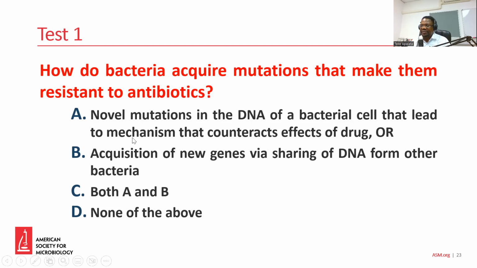So you will see that a novel mutation in the DNA can lead to a mutation that makes bacteria resistant to an antibiotic. So this answer is correct, but it can also be acquisition of new genes via sharing of DNA between bacteria. So this also is correct. So the correct answer is then C. It's both A and B.